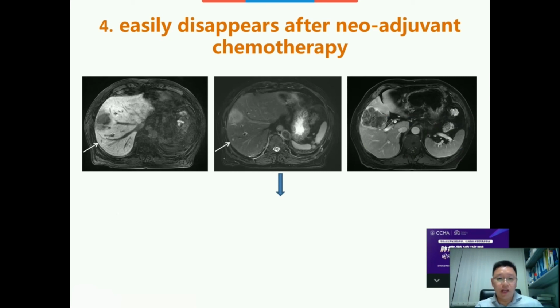Number 4, lesions that easily disappear after neoadjuvant chemotherapy. Some patients with multiple liver metastases require neoadjuvant chemotherapy or conversion chemotherapy before surgery. For lesions that easily disappear after chemotherapy, ablation can be performed before chemotherapy. Let's see this patient's images: there are 2 lesions in the liver, and the small lesion easily disappears after chemotherapy. So ablation is performed first.